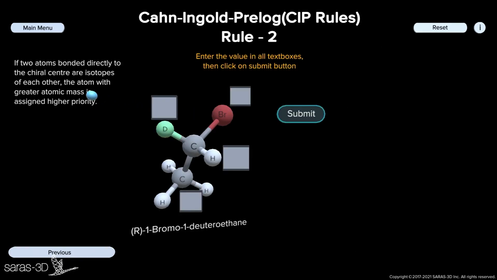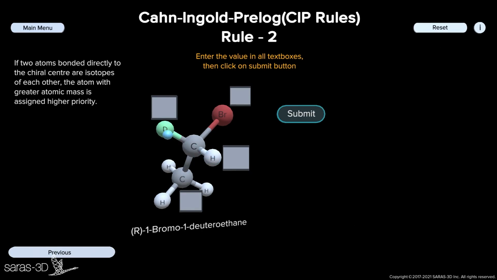Now the second rule says that if two atoms bonded directly to the chiral center happen to be isotopes of each other, then in that case we have to assign the priority based on the atomic mass. We know that isotopes are atomic species of the same element that have the same atomic number but different mass number. So here we have taken the example of deuterium and hydrogen. Deuterium has the mass number 2 and atomic number 1, whereas hydrogen, also known as protium, has the atomic number 1 as well as the mass number 1.